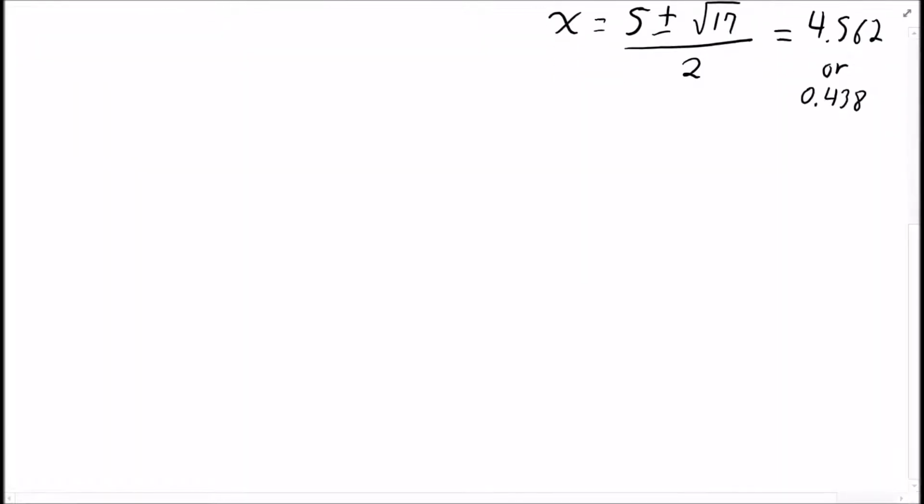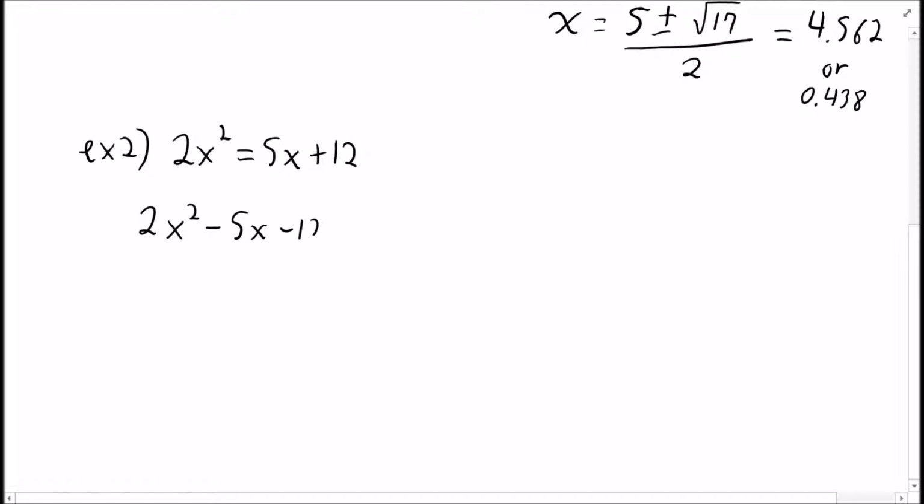Let's do another example like that. Maybe they're not all to one side yet, so maybe you have 2x squared equals 5x plus 12. I want to get everything to one side first because we want it in the form ax squared plus bx plus c equals 0. So I get 2x squared minus 5x minus 12 equals 0.